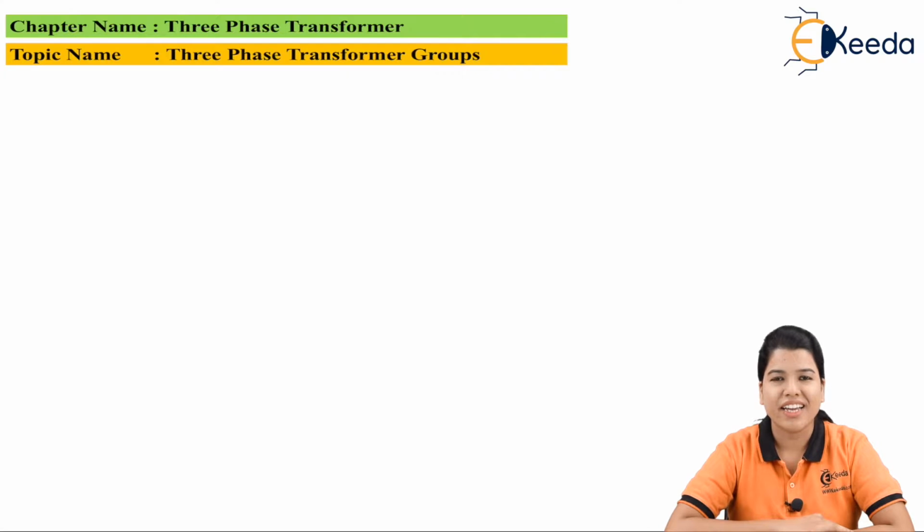Hello friends, in previous video we have studied the construction of three-phase transformer. Basically, three-phase transformer has HV winding and LV winding. Now there are various ways in which this HV and LV winding can be connected. In this video, we are going to study the three-phase transformer groups. Basically, groups means the way in which HV and LV winding is connected.